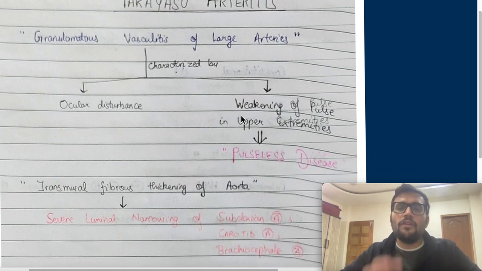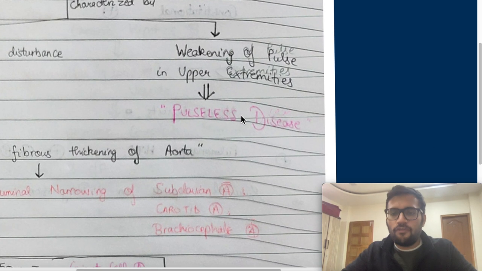One characteristic point which you need to remember in Takayasu which will differentiate is weakening of the pulses in upper extremities. Whenever a patient comes to you, you will palpate his or her pulses. So basically you will feel that pulse is absent, or it is very feeble. So it is also called pulseless disease. This is the characteristic point of difference, so you need to remember this point.